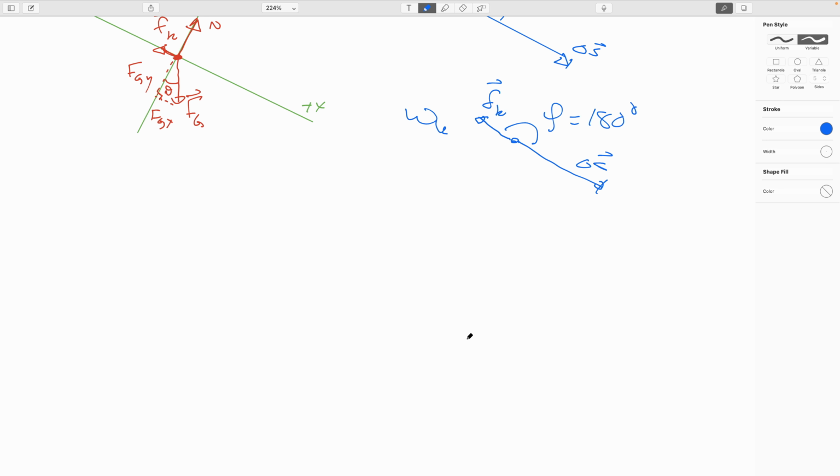So the work done by kinetic friction will be equal to Fk times delta S times the cosine of 180 degrees, but the cosine of 180 is -1, so we have minus Fk delta S. And from the model of kinetic friction, we can say that's minus mu k times the normal force times delta S. And now we're stuck.